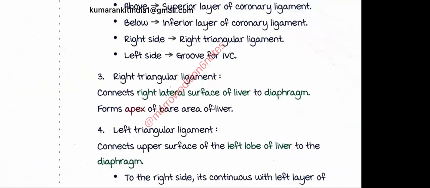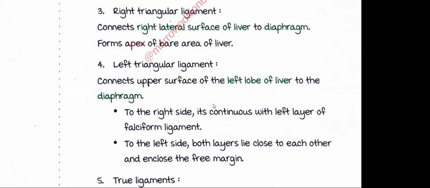Next, right lateral surface of the liver to diaphragm, forms apex of bare area of liver. Left triangular ligament connects upper surface of the left lobe of the liver to the diaphragm. On the right side, it's continuous with left layer of falciform ligament. On the left side, both layers lie close to each other and enclose the free margin.